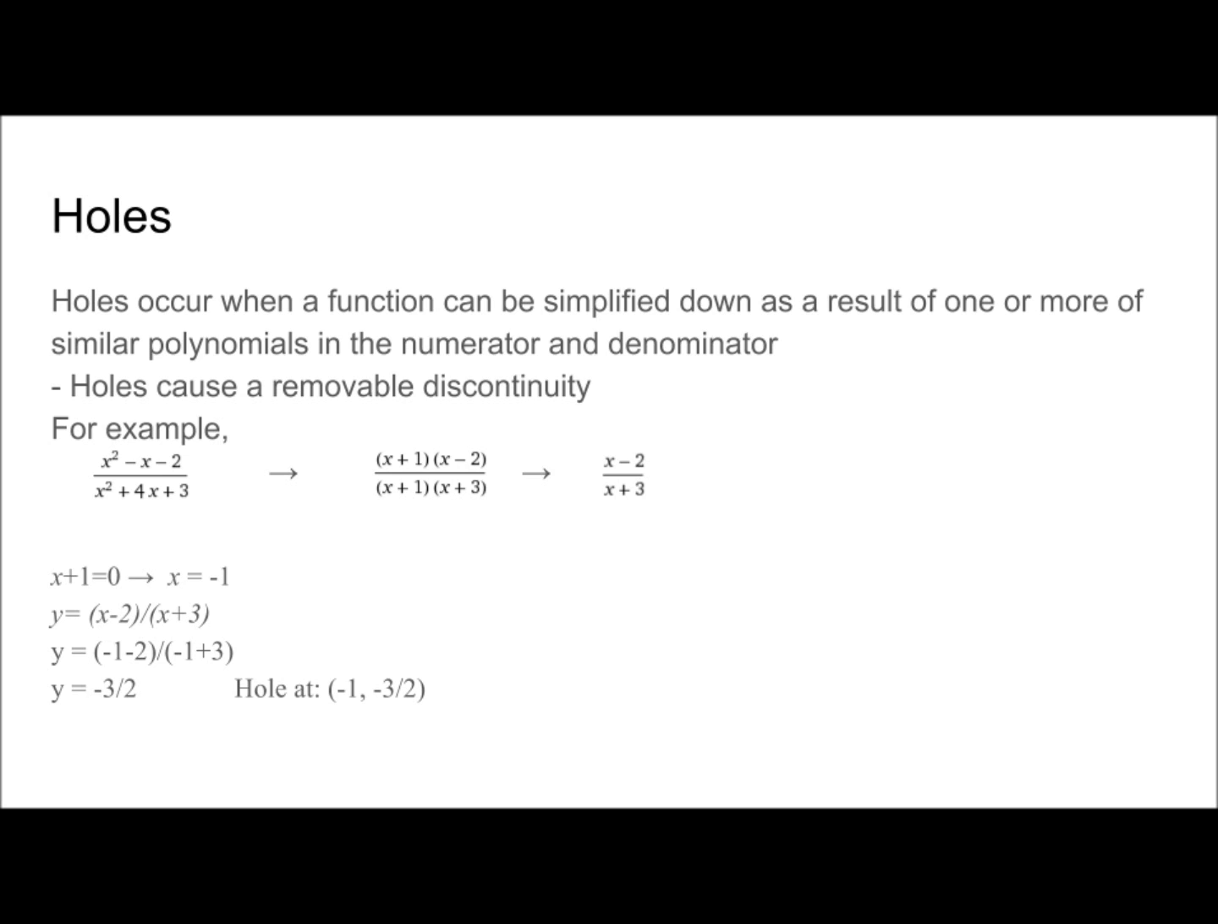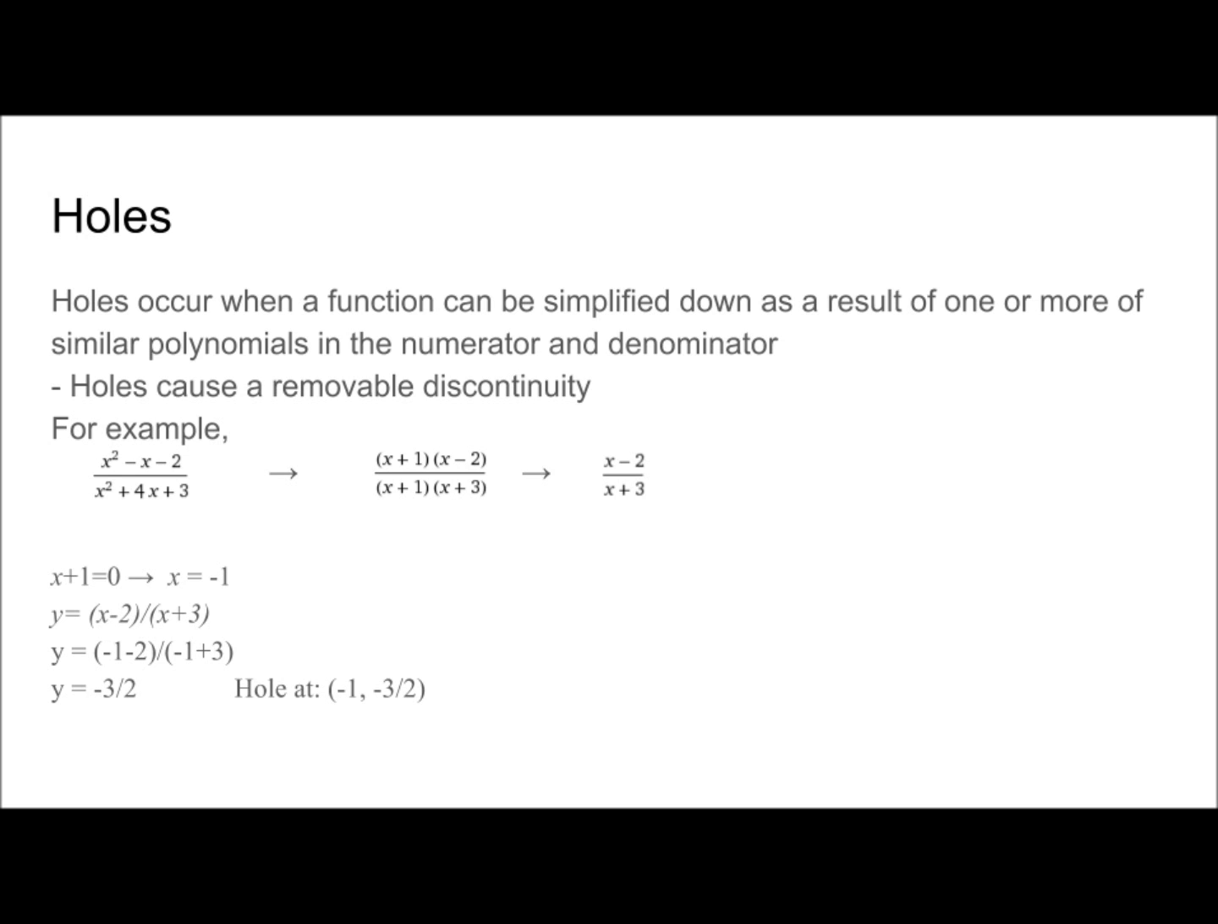Holes occur when a function can be simplified as a result of one or more similar factors in the numerator and denominator. Holes cause a removable discontinuity. For example, say you have x squared minus x minus 2 over x squared plus 4x plus 3. You get x plus 1 times x minus 2 over x plus 1 times x plus 3 when you factor, and you simplify down to x minus 2 over x plus 3.